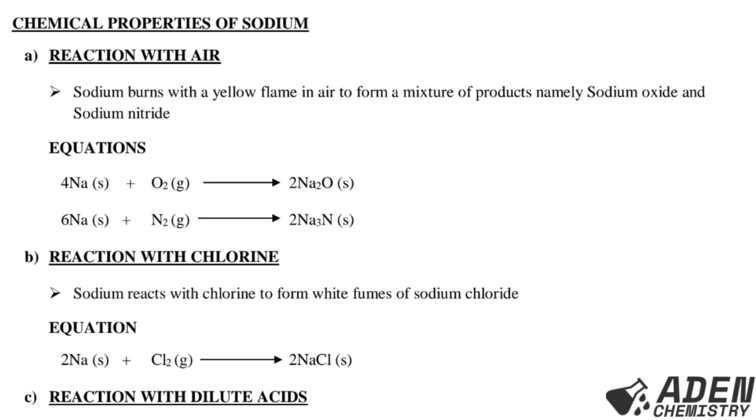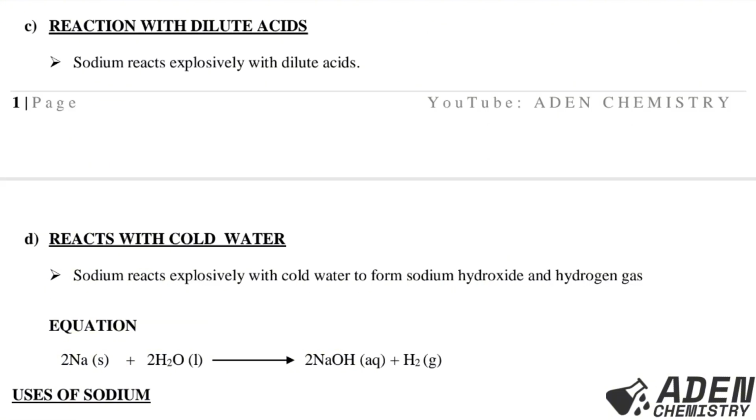So the second chemical property, that's part B, will be reaction of sodium metal with chlorine, and we're going to say sodium reacts with chlorine to form white fumes of sodium chloride. The equation for that reaction will be 2 moles of sodium metal reacting with 1 mole of chlorine gas, giving us 2 moles of sodium chloride solid. The third chemical reaction of sodium will be reaction of sodium metal with dilute acids, and we are saying sodium reacts explosively with dilute acid, so it should never be attempted.